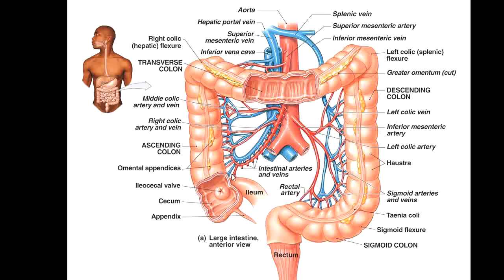Next, you can also see pouch-like structures. This pouch, this pouch, this pouch. The whole length of the large intestine has small pouch-like structures. Each pouch is called a haustrum, and the plural is haustra.